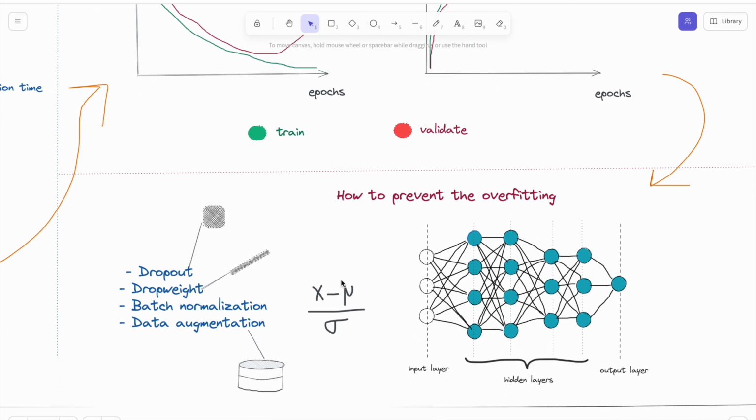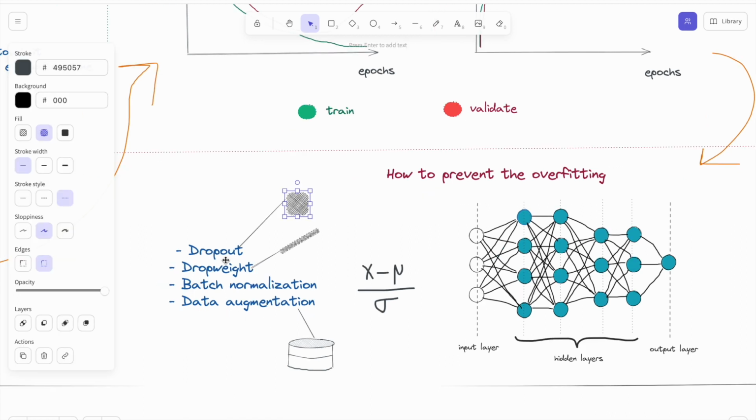There are different techniques, and these are the major techniques: dropout, drop weight, batch normalization, or data augmentation. So dropout means disabling some neurons during the iterations, randomly and based on the dropout value. And drop weight is similar. Instead of disabling nodes, in this technique, we disable the connections, the weights, like this.